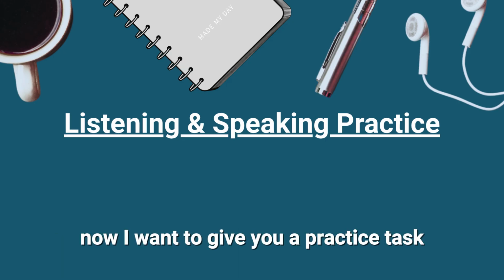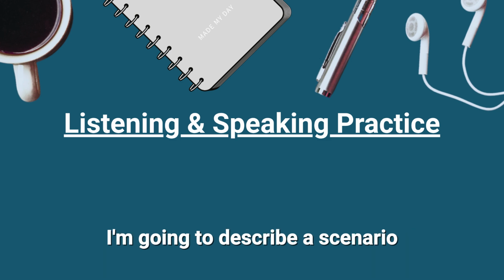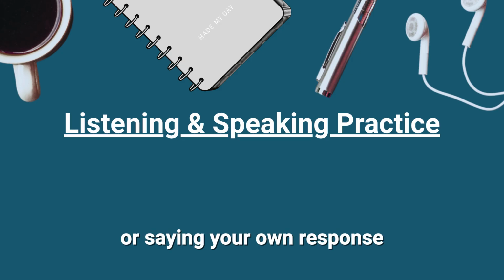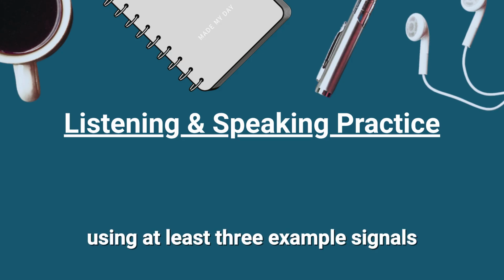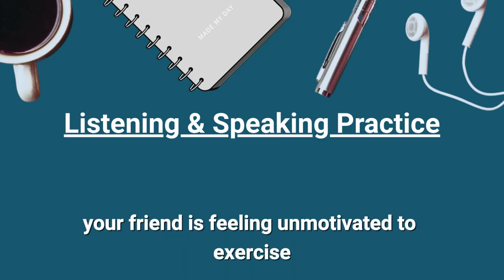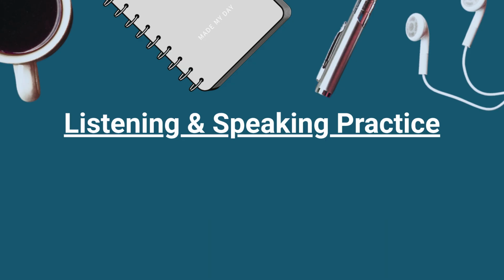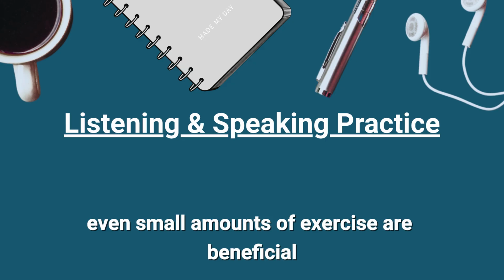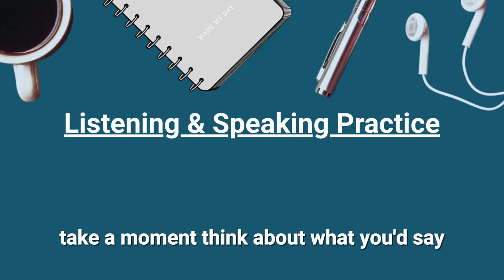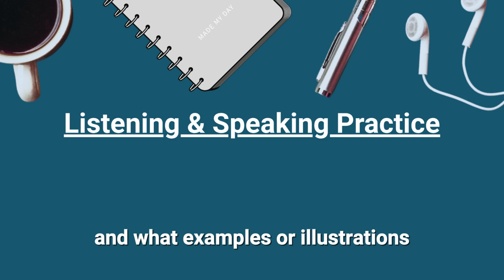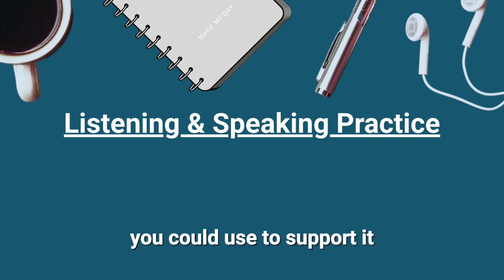Now, I want to give you a practice task. I'm going to describe a scenario, and I want you to try writing or saying your own response using at least 3 example signals. The scenario is this. Your friend is feeling unmotivated to exercise. You want to explain to them why even small amounts of exercise are beneficial. Take a moment. Think about what you'd say. Think about the main point you want to make, and what examples or illustrations you could use to support it.